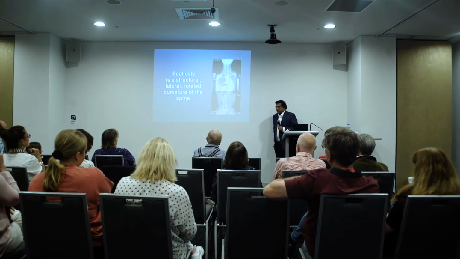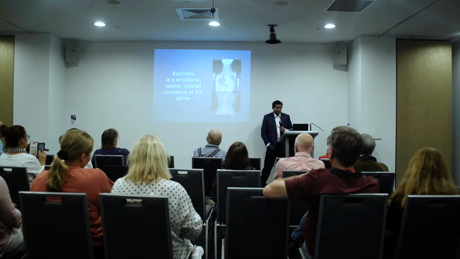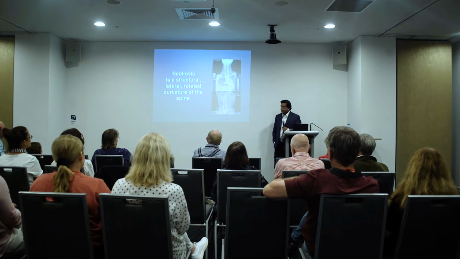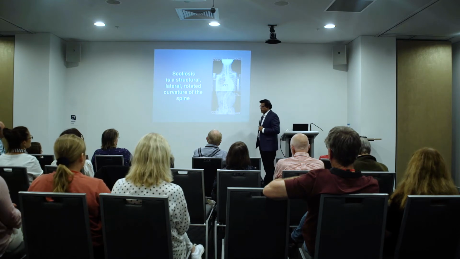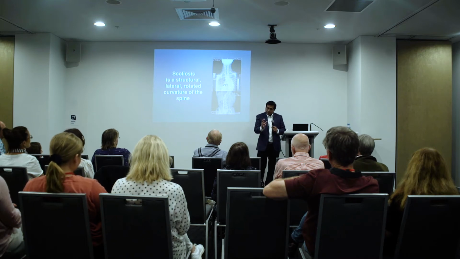So what's scoliosis? Scoliosis is a structural lateral rotational curvature of the spine. When you look at an X-ray, you only see a 2D picture, whereas scoliosis is actually a 3D deformity. When I explain this to my kids at the kids' hospital, I tell them it's like a corkscrew.